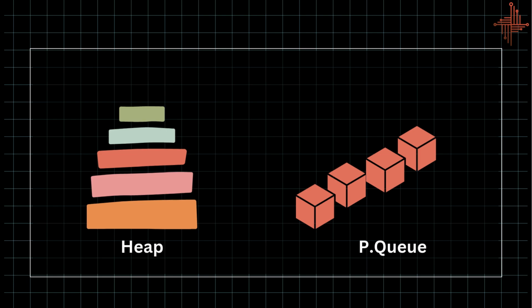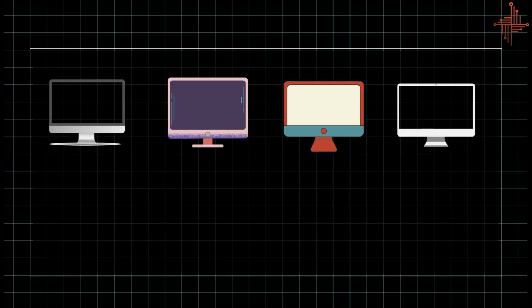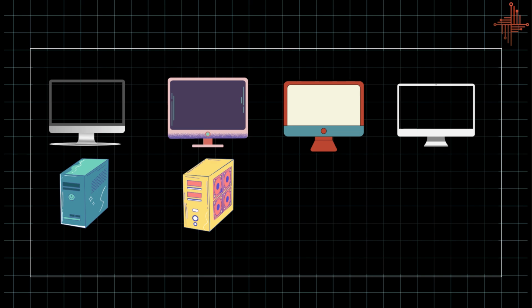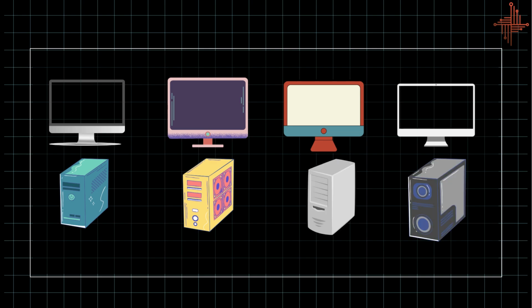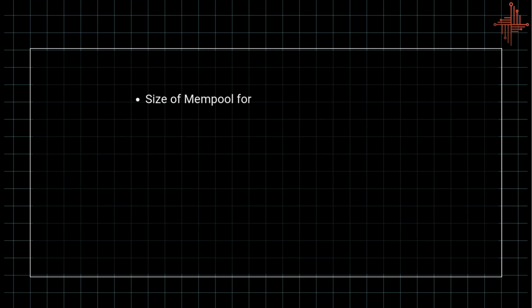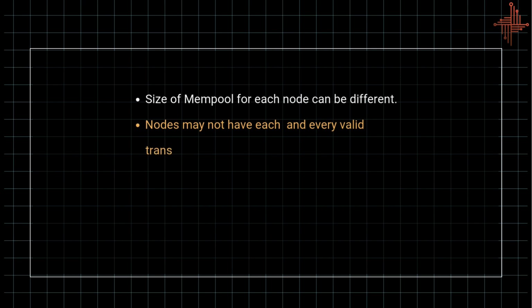So let's say we have 4 nodes in the network. Each node will have different devices. Let's say a few may have more memory, a few may have less. So the size of the memory pool will also be different for each node. Each node may not have each and every valid transaction in their local mempool, but they can ask for it from their peers.